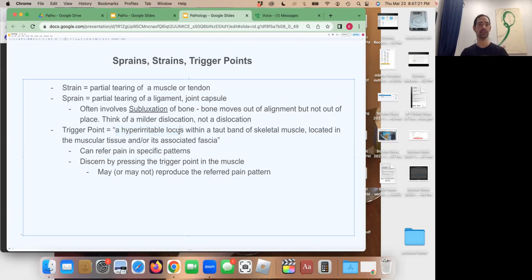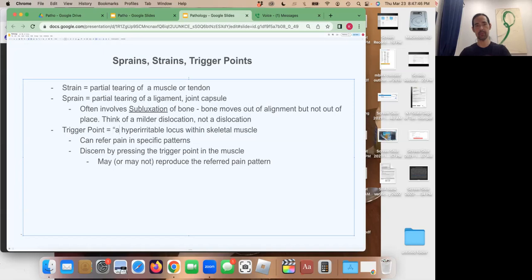A locus is a location. Hyperirritable locus within a taut band of skeletal muscle located in the muscular tissue and or its associated fascia. Hyperirritable locus within skeletal muscle. I would even just say within a muscle. Like that. Keep it simple. A hyperirritable locus within skeletal muscle.